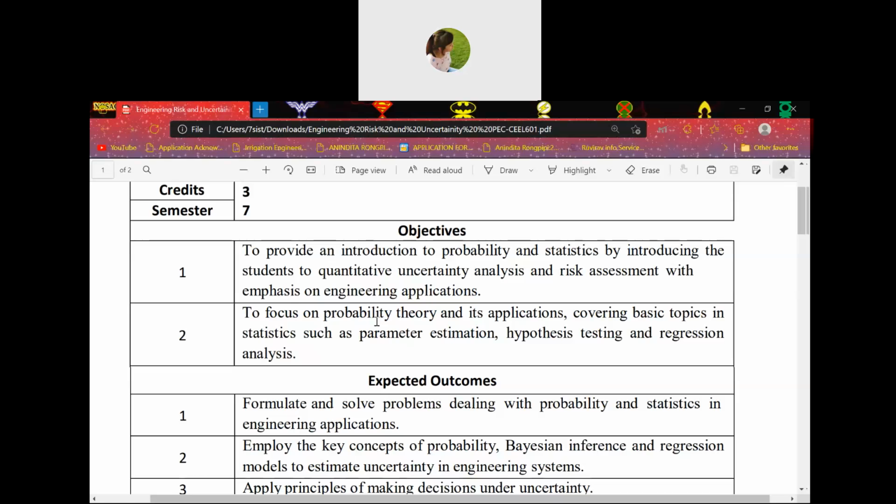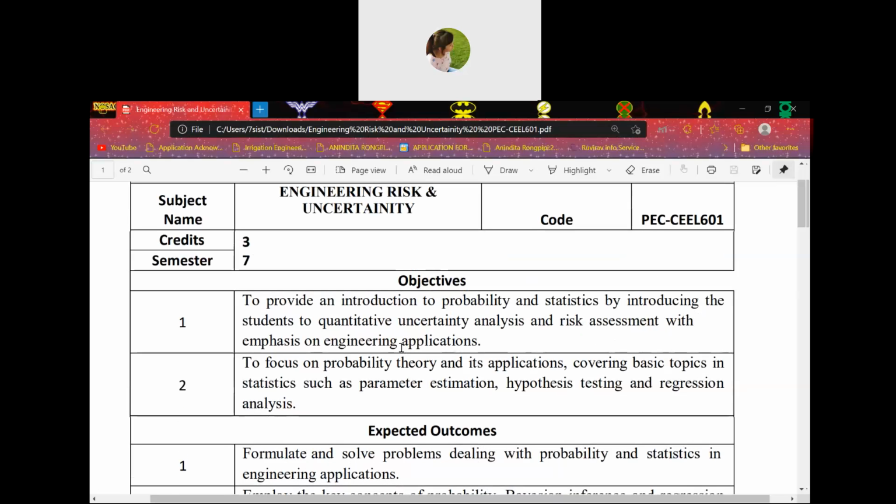We have already learned about probability earlier. So here we'll study the different theories of probability and its different applications. And this probability theory and applications covers the basic topics such as parameter estimation, hypothesis testing, and regression analysis. So the objective of the engineering risk and uncertainty subject is, in simple words, determining the uncertainty analysis and risk assessment, and the second one is analyzing parameter estimation, hypothesis testing, and regression analysis.